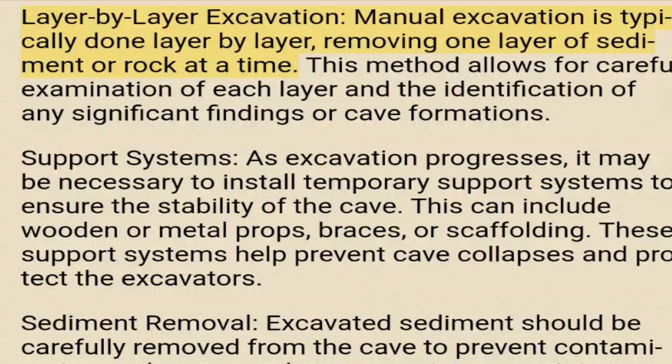Layer-by-layer excavation. Manual excavation is typically done layer by layer, removing one layer of sediment or rock at a time. This method allows for careful examination of each layer and the identification of any significant findings or cave formations. Support systems. As excavation progresses, it may be necessary to install temporary support systems to ensure the stability of the cave. This can include wooden or metal props, braces, or scaffolding. These support systems help prevent cave collapses and protect the excavators.